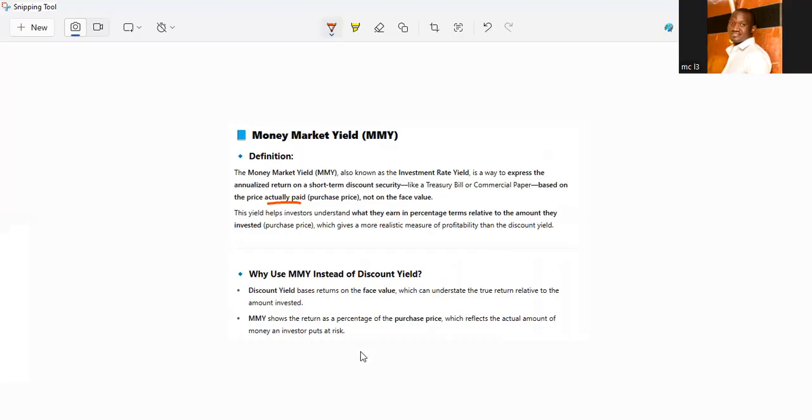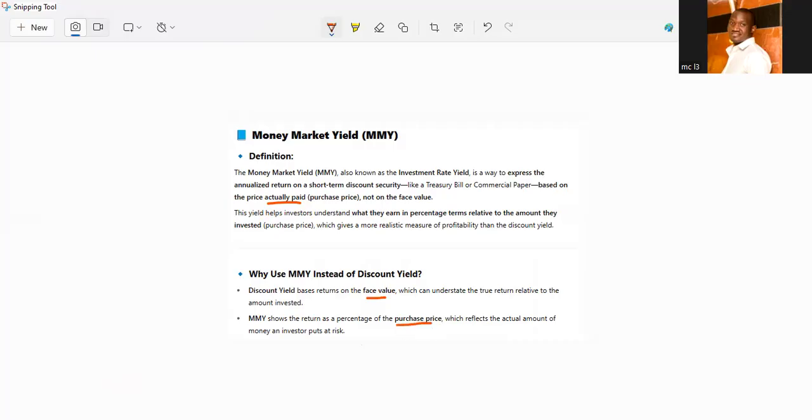Why is the money market yield used instead of the discount yield? The money market yield will show the return as a percentage of the purchase price, which reflects the actual amount of money an investor will put at risk. Whereas the discount yield will base the returns on the face value. This one will base the returns on the purchase price.